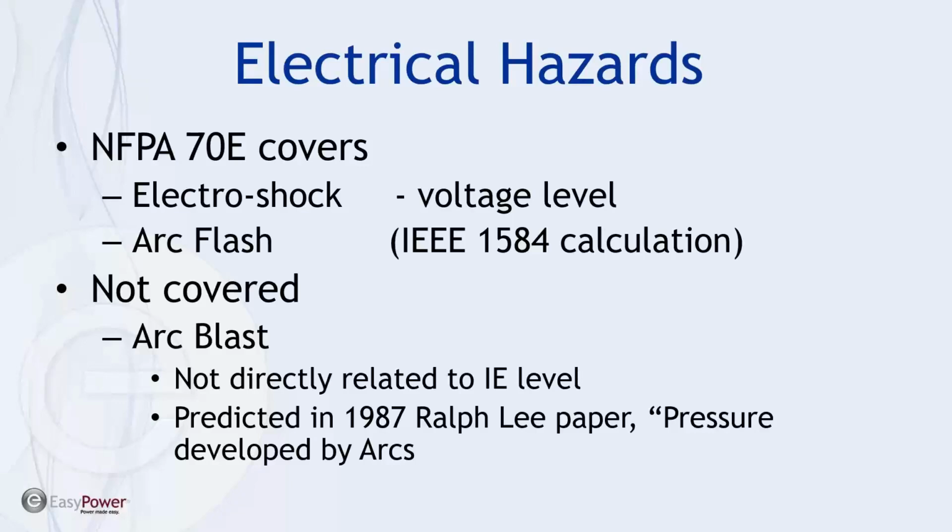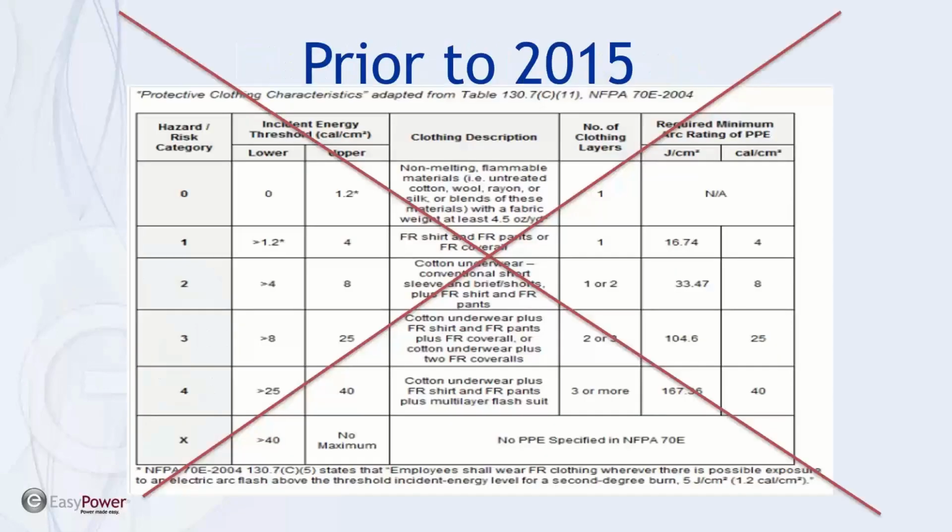It was predicted in a paper by Ralph Lee in 1987 labeled The Pressure Developed by Arcs. So the point being that this is all knowledge that's in the ether, and as information evolved, the specifications in NFPA 70E from 2002 up until 2012 utilized a chart or a description similar to this, which was referred to as the HRC category or hazard risk category.